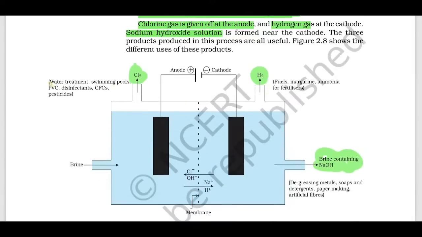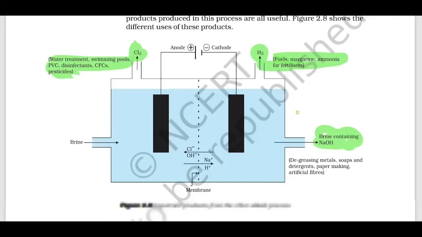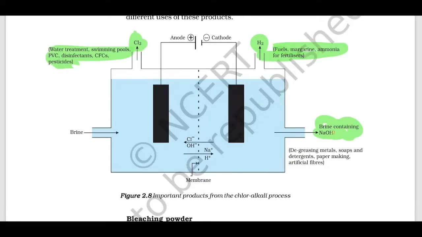What are the uses of chlorine gas? Chlorine gas: water treatment, swimming pools, PVC, disinfectants, CFCs, and pesticides. Uses of hydrogen gas: fuels, margarine, ammonia for fertilizers. Uses of sodium hydroxide: degreasing metals, soaps and detergents, paper making, and artificial satellite.